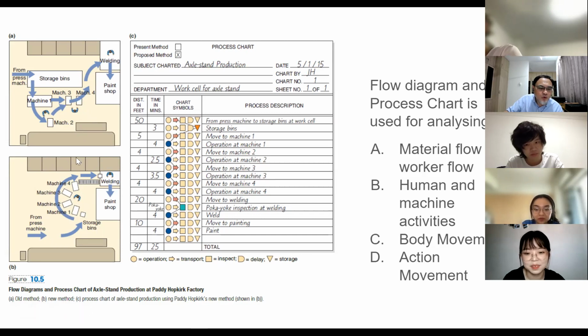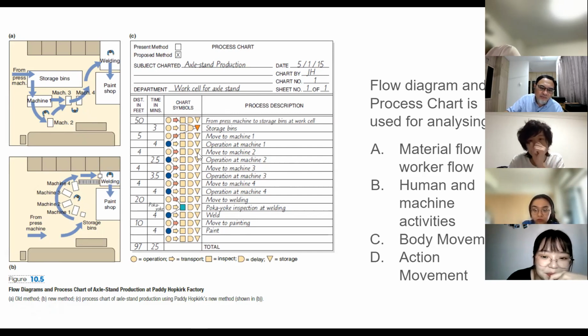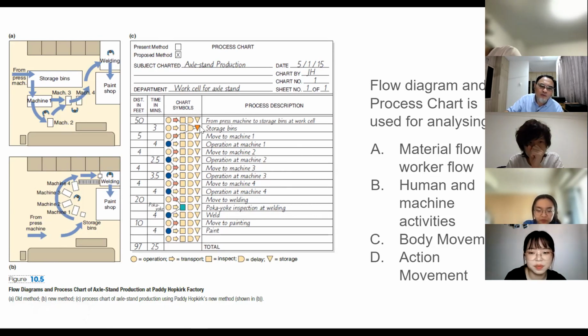If you look at this, this is flow diagram. The second diagram here is flow process chart. Operations, transport, inspect, delay, and storage are the activities. It's not showing human and machine activities. It is showing the flow of material as well as workflow, basically. So the answer is actually A. Material flow and workflow.